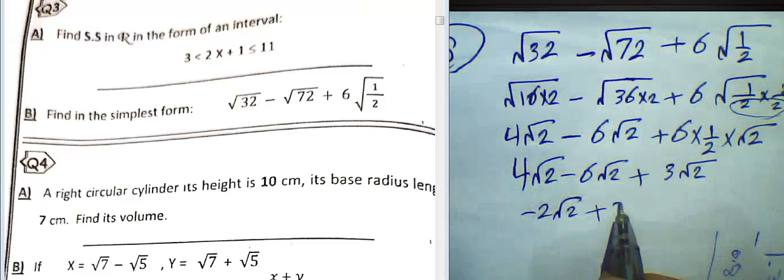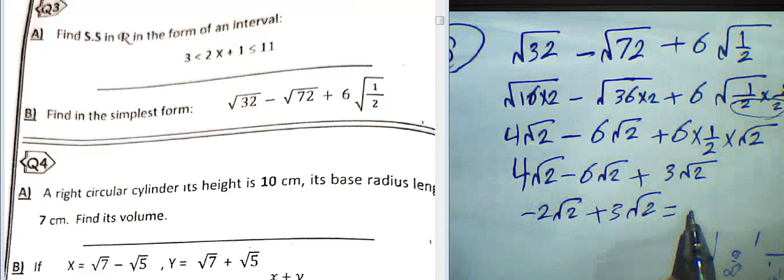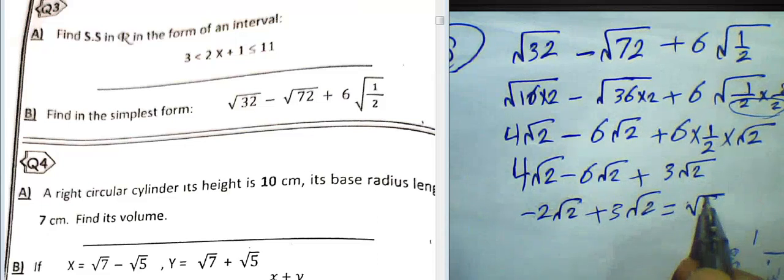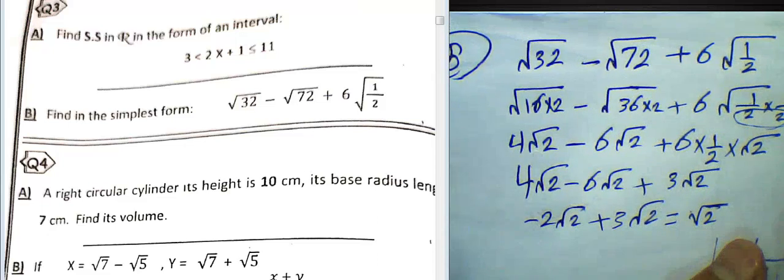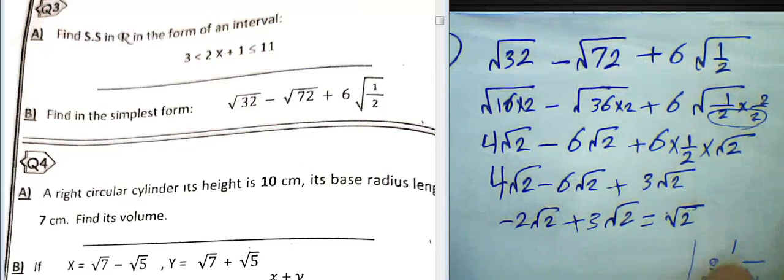Root 2 plus root 2 equal root 2. It's the result of this example. Okay, the result will be what? Root 2. Okay, it's the simplest form of this example.